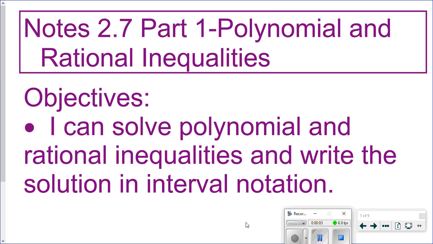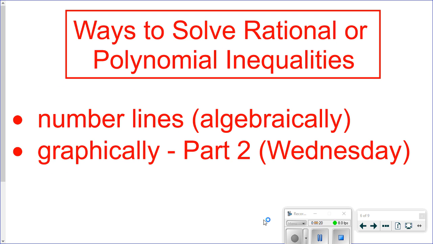Hello, pre-calc students. Today we are going to do 2.7 Part 1 notes, polynomial and rational inequalities. We're going to look at two ways to do this. The first way is what we're going to talk about today, and then we will do the other way next time. So right now we're going to do number lines, and then we'll do graphically next, which will be Wednesday.